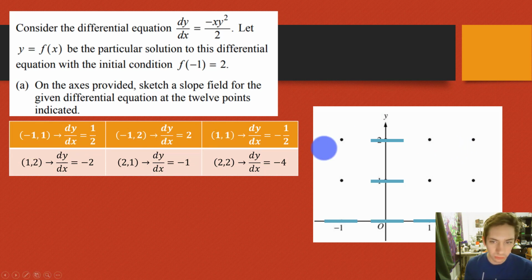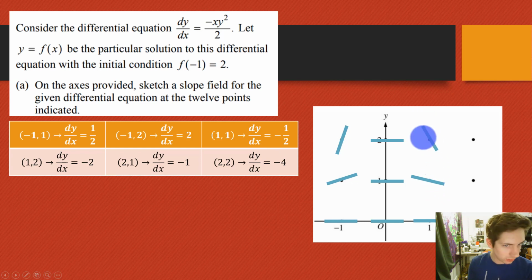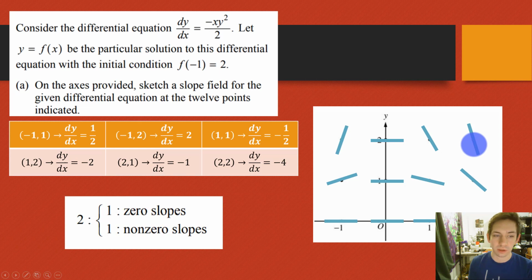Negative 1, 1, we get a slope of 1/2. Negative 1, 2, we get a slope of 2. 1, 1, we get negative 1/2. 1, 2, we get negative 2. 2, 1 is negative 1. And 2, 2 is negative 4.